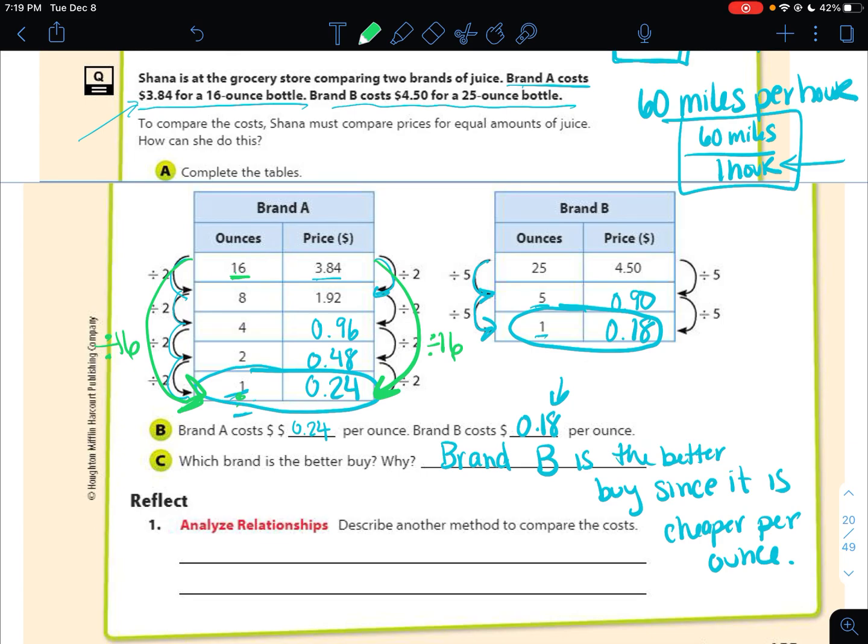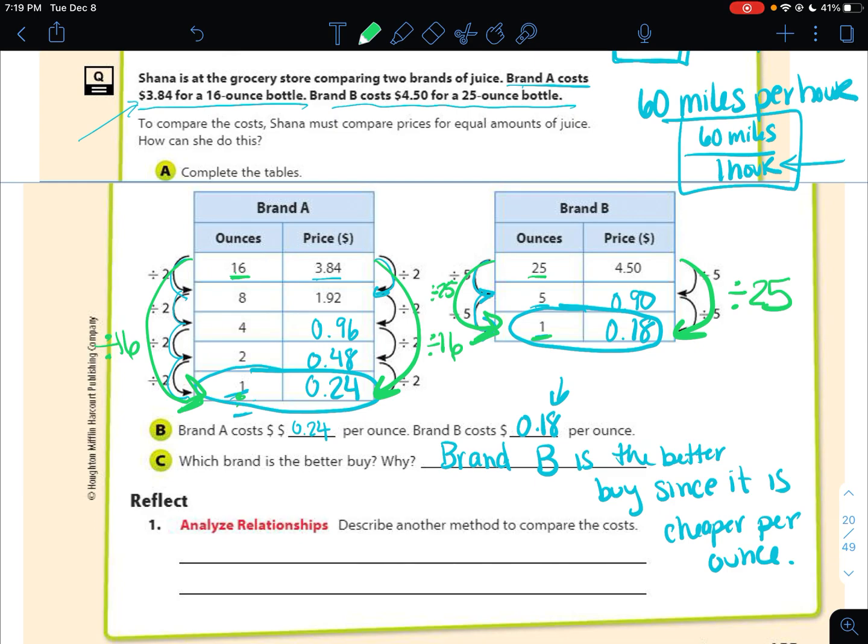So if I have brand B over here, if I want to go from 25 ounces all the way straight down to 1 ounce, what do you think I'm going to divide by? Oh, I think I heard 25. Good. So I need to do 25 divided by 25 to get 1 ounce. So do the same thing. $4.50 divided by 25 to get 18 cents per that 1 ounce.